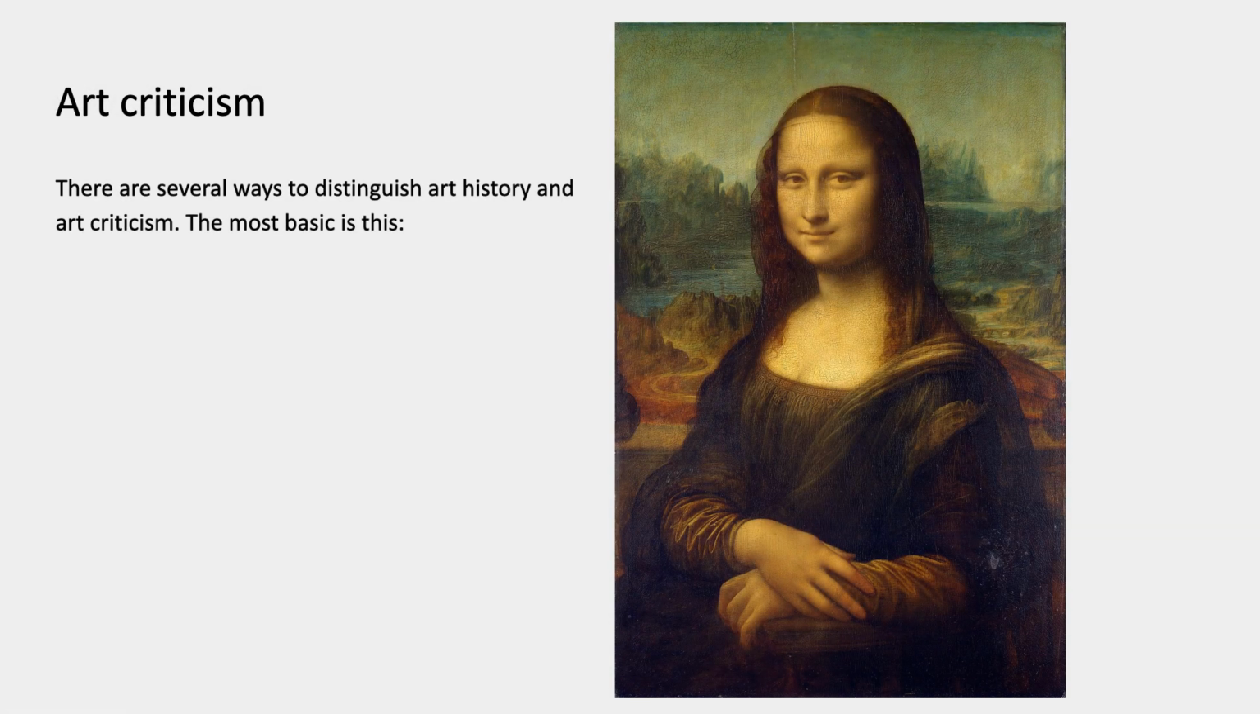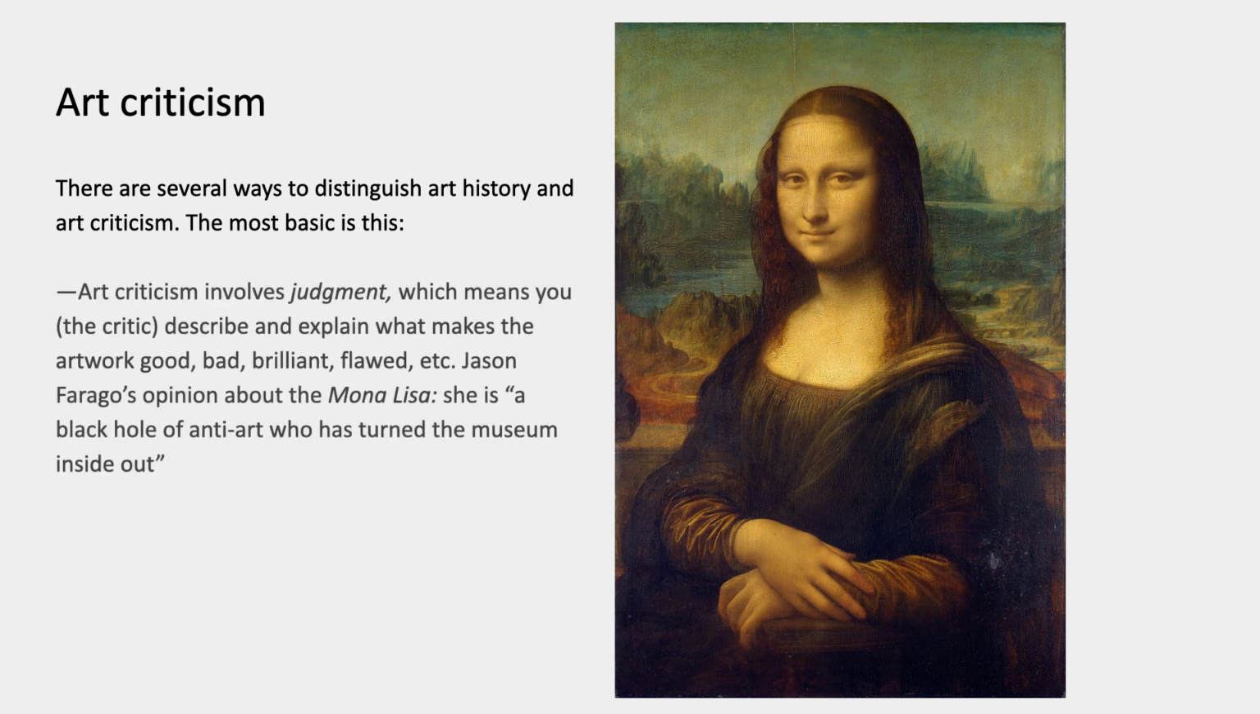There are several ways to distinguish art history and art criticism. The most basic one is probably this, that art criticism involves judgment, which means that you, the critic, describe and explain what makes the artwork good or bad, brilliant, flawed, and so on. There's a critic named Jason Farago who was once a student at the School of the Art Institute and now writes for the New York Times. And he has an opinion about the Mona Lisa that he put in a recent column. She is, quote, a black hole of anti-art who has turned the museum inside out. That's a judgment, and so he's speaking there as a critic.